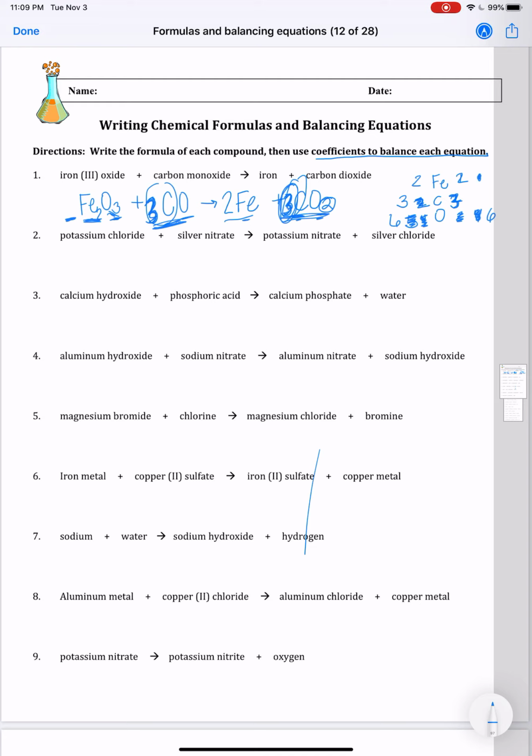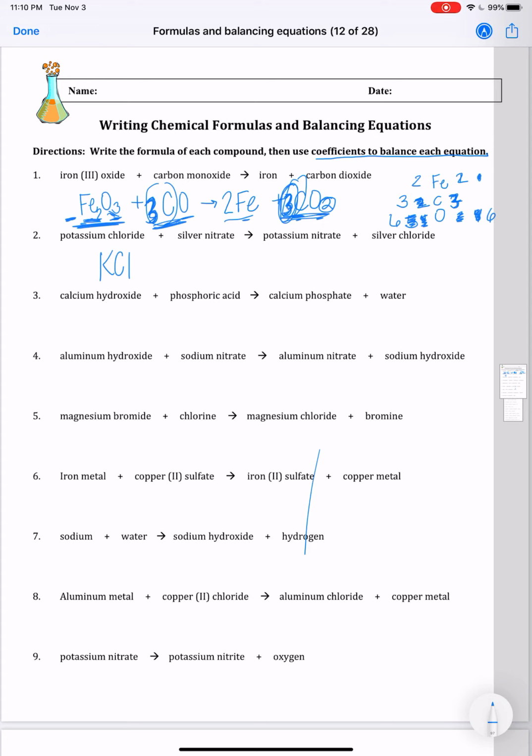Okay, let's look at the next one. Potassium chloride. Okay, I'll also say this is where it's very important that you have written your formulas correctly. Had you not written iron oxide correctly as Fe2O3, then your balancing would be totally off. Had you just written iron oxide as FeO, then all of your balancing would be wrong.